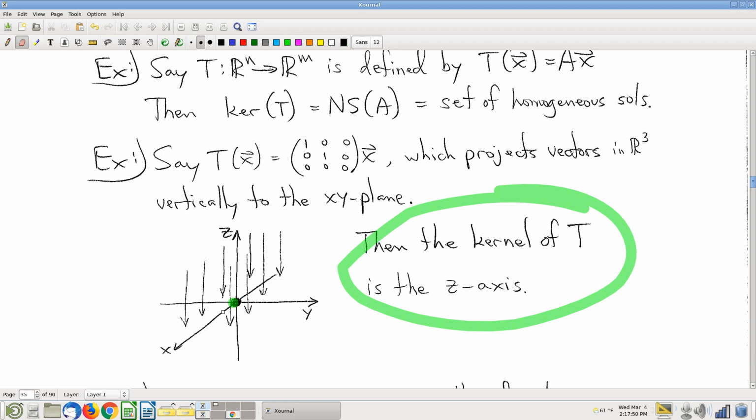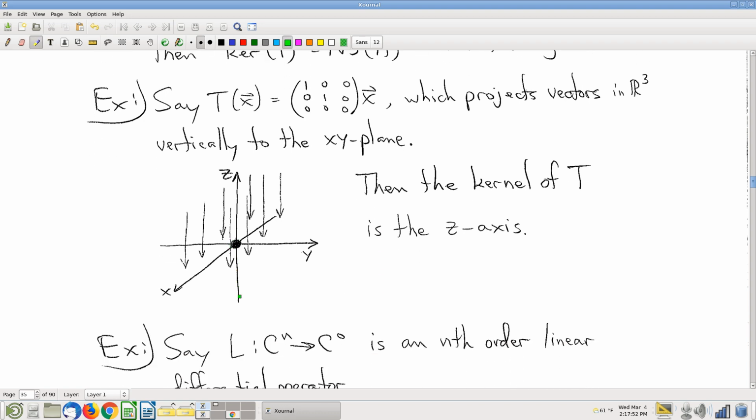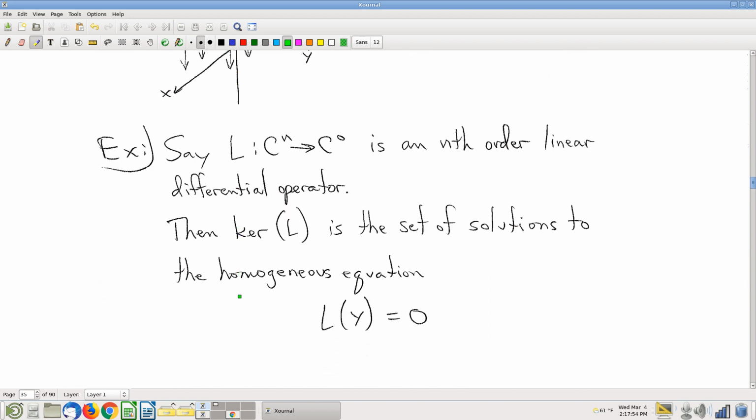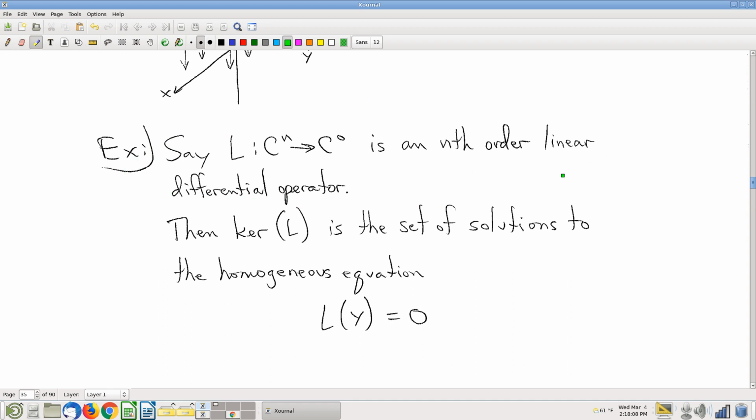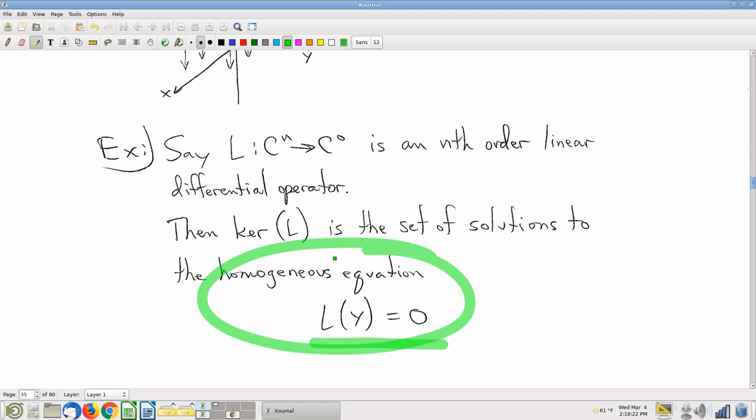Okay. Here's another context where we've talked about kernels without using the term. We thought about all this L business back in chapter 4. We've recently observed that these are linear transformations. So let me point out that if we were to ask for the kernel of one of those L linear transformations, well, that means we're looking at the set of functions for which L gives you 0. It's just homogeneous solutions.